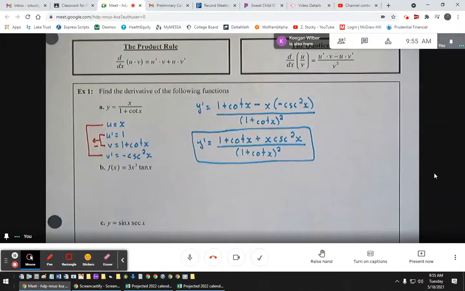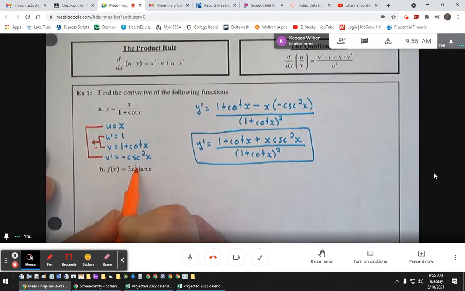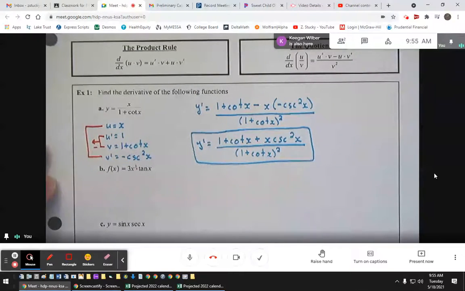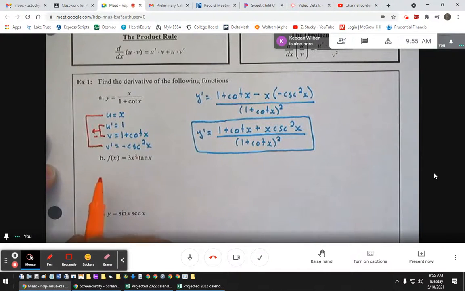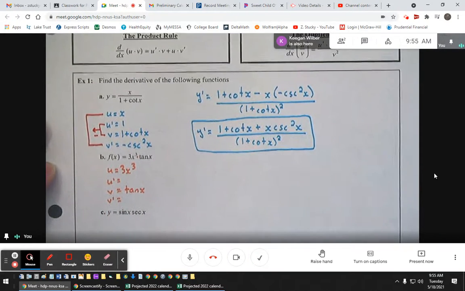Oh, okay. So as I was walking around, it looked like everybody had it. So overall, this is a multiply. That means that I've got my u's and my v's. My u is 3x cubed. My v is tangent. Now, I like to write those out first and then go back and derive.